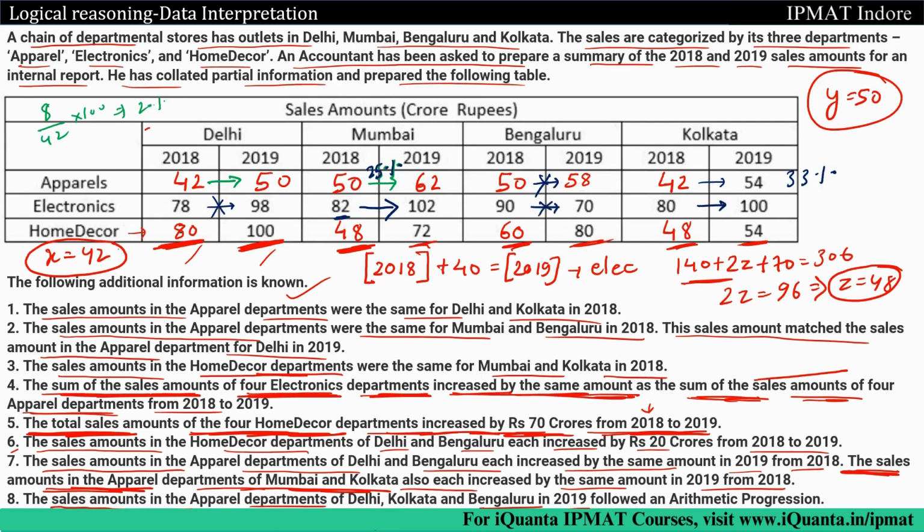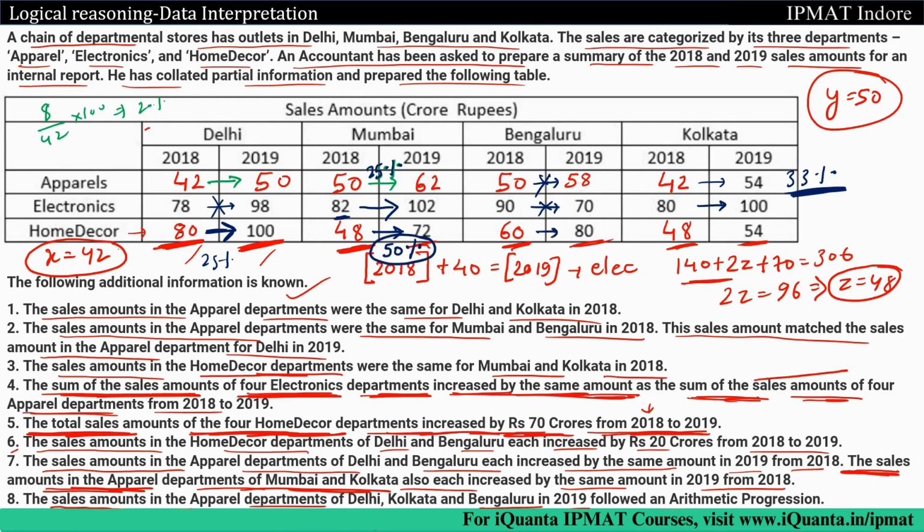Then 80 to 100. The change is 20 because the value is increasing by 20, upon initial 80. So 20 upon 80 is exactly 1 by 4. 1 by 4 into 100 becomes 25%. We won't count this because so far the greatest percentage change we have encountered is 33%. Now let us talk about the home decor department. 80 to 100, again a change of 25%. 48 to 72. 48 to 72 is 24 upon 48. That means 24 upon 48 is 1 by 2. 1 by 2 into 100 means 50%. So yes, we have encountered a big change over here, which is 50%.